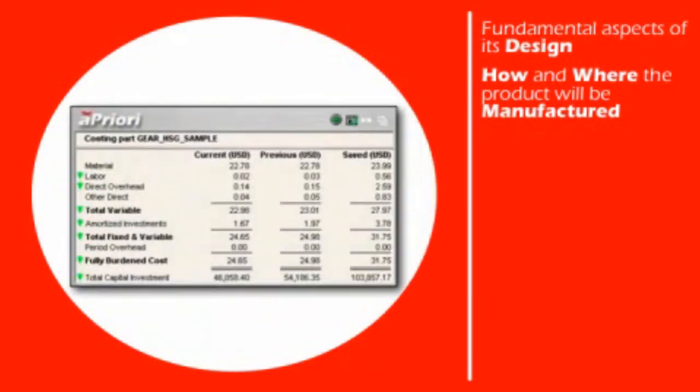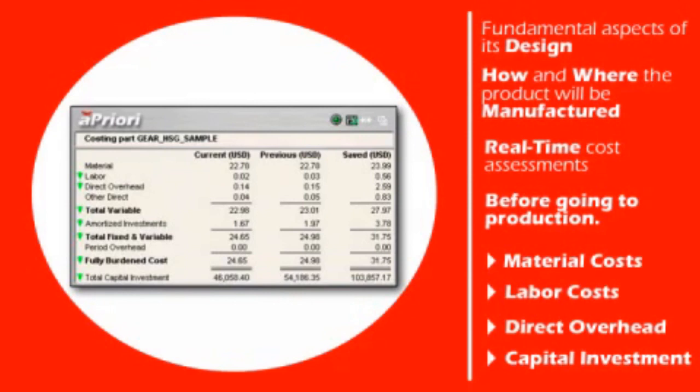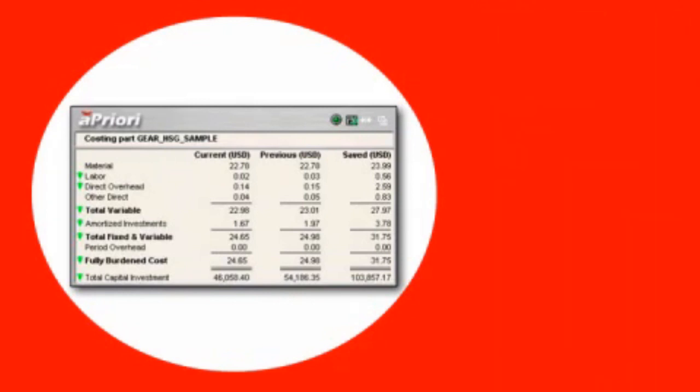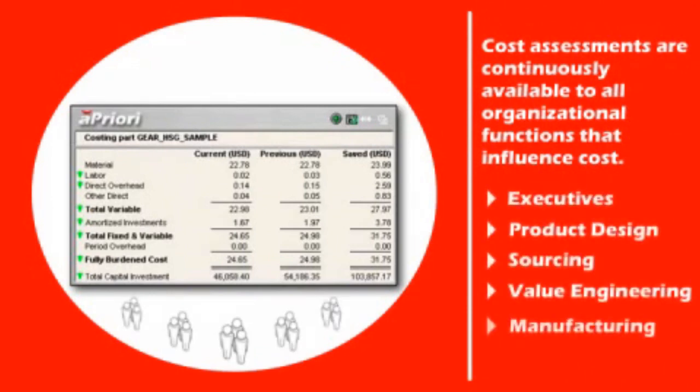aPriori uses this information to automatically generate real-time cost assessments which include material costs, labour costs, overhead, and any capital investments required to produce the part. These cost assessments are continually available to all organisational functions that influence the cost of the product throughout the design and manufacturing planning process.